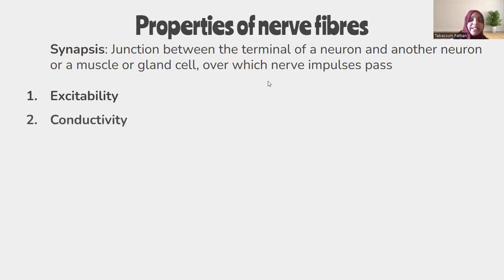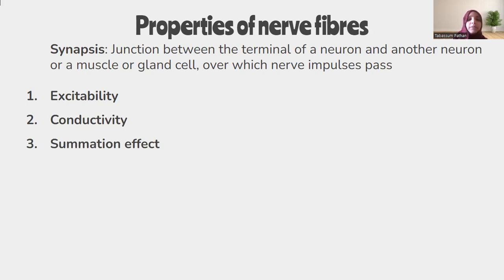Okay, then next is conductivity. That is the ability of the neuron to transmit. It's just not sitting with the information. It is capable of passing on the information. Okay, capability of transmitting the information, the excitation signal.